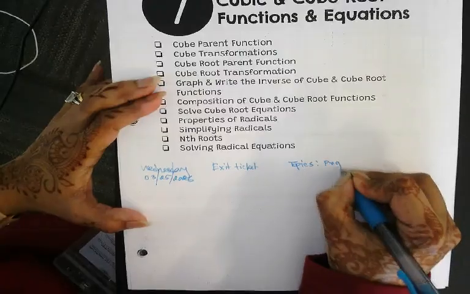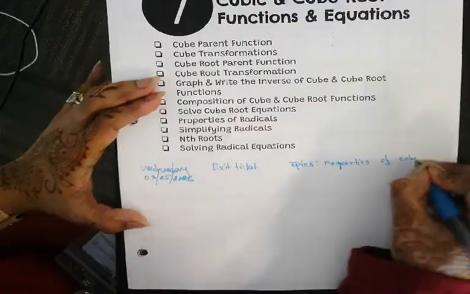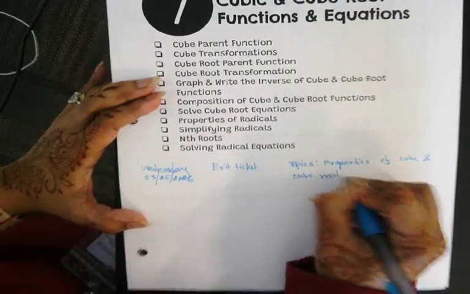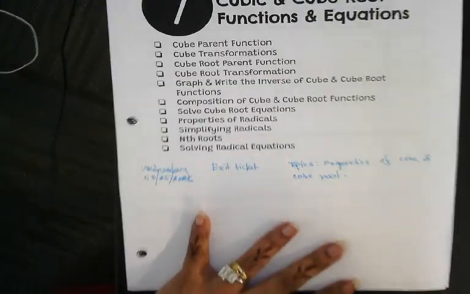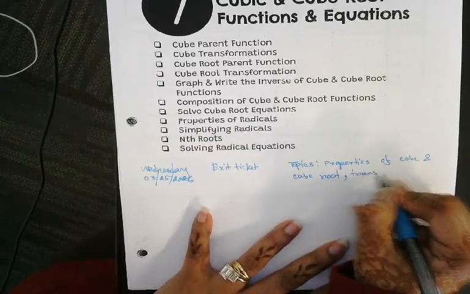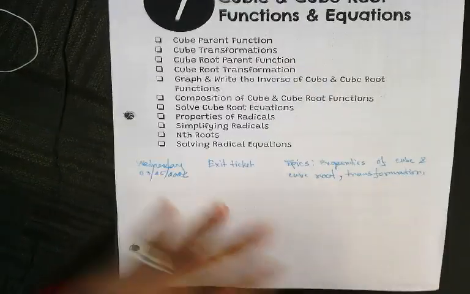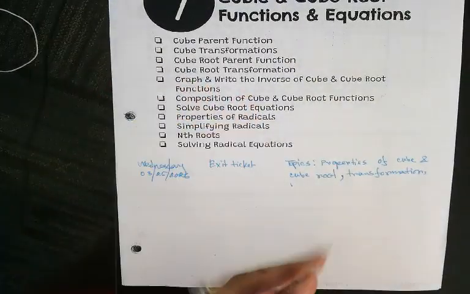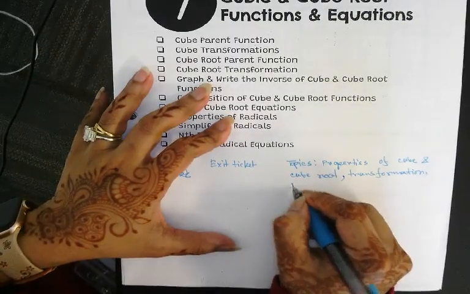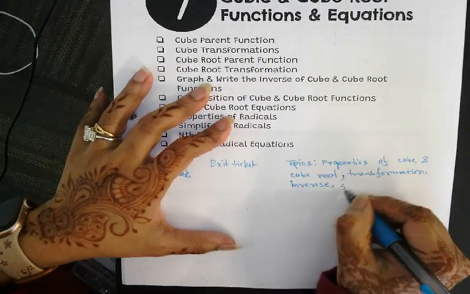properties of cube and cube root, then we're going to have the transformation, we're going to have the inverse. We're going to do the inverse today. We already did the properties and the transformation last class. Inverse, and then the solving. Solving we will do tomorrow.